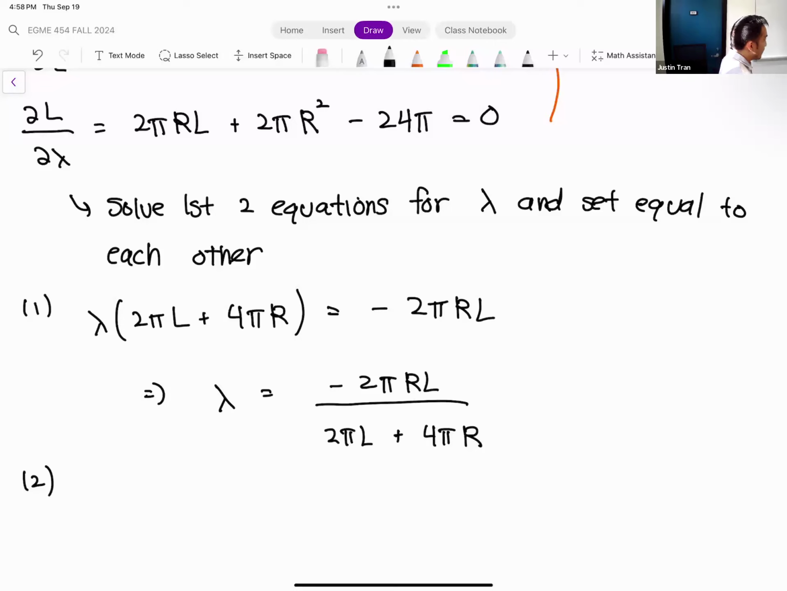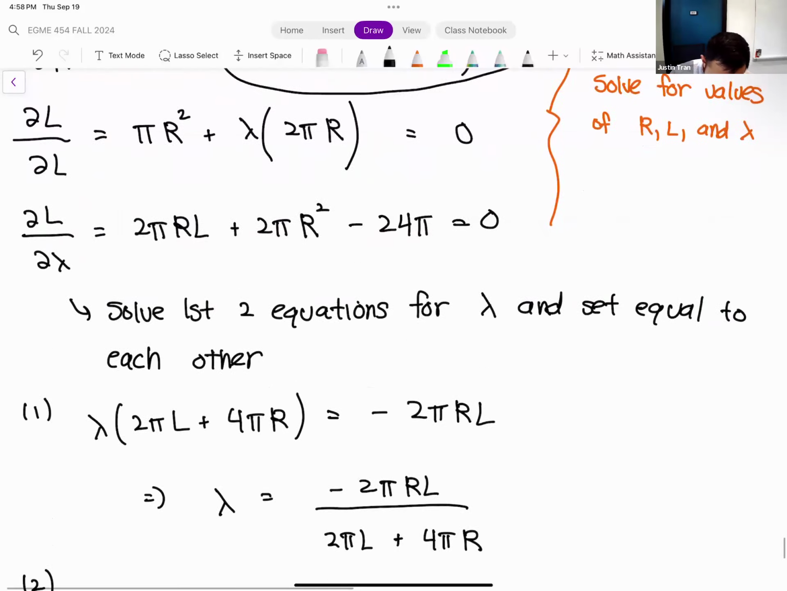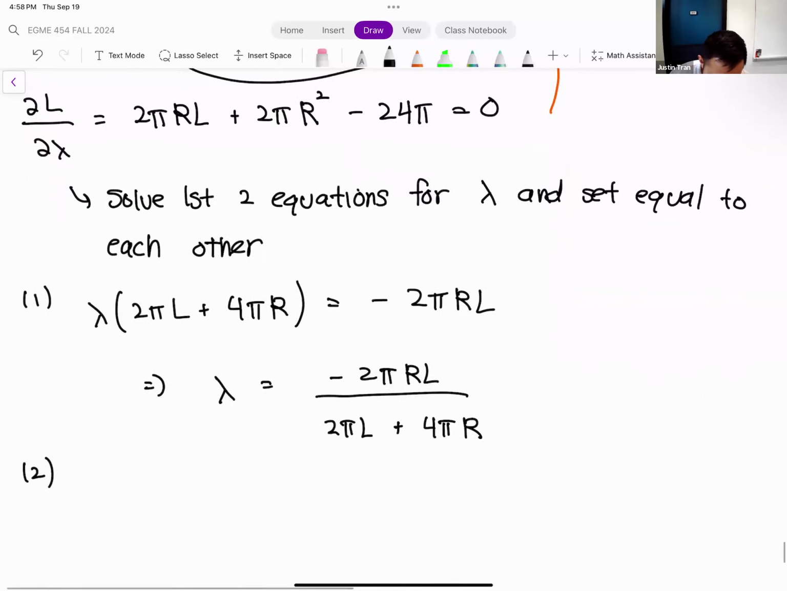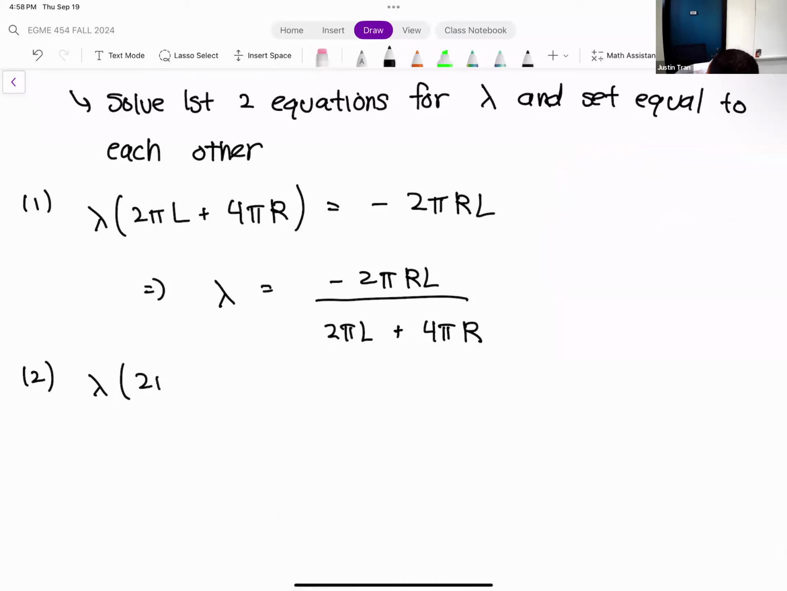Let's do the same thing with equation two. I'm going to isolate lambda by itself once again. I'll take this pi R squared and move it to the other side of the equation. We have lambda times 2 pi R is equal to minus pi R squared. I'm going to divide by 2 pi R. That is, lambda is equal to minus pi R squared divided by 2 pi.